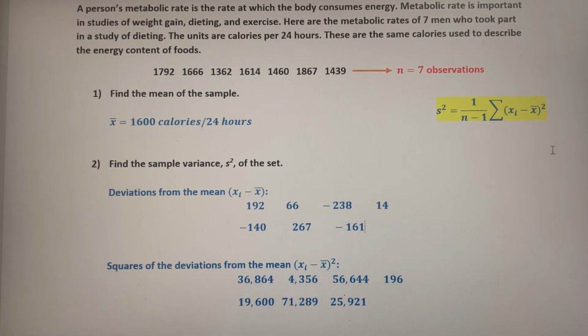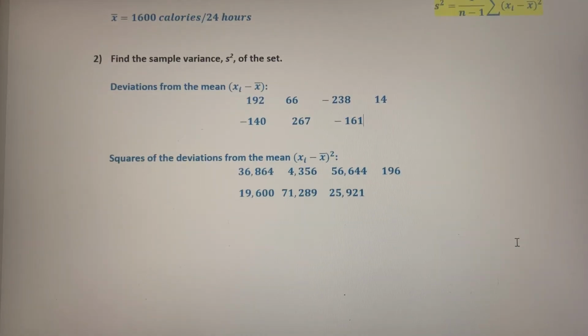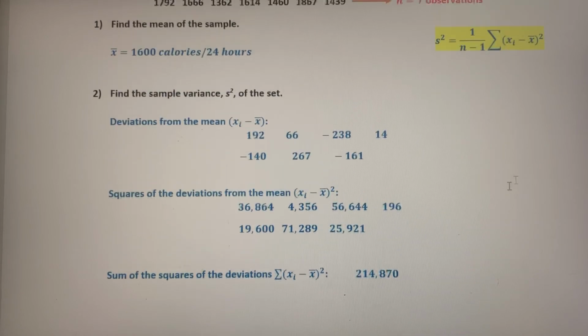So now, from my formula, I've done the parentheses part, I've done the exponent part. So what comes next is the summation here, this uppercase sigma. I'm going to add all of these values together, okay? So next thing I want to do, I'm going to add all these squares of the deviations. So when I do that, I get a really large number, 2,014,870, okay? So again, look at my formula.